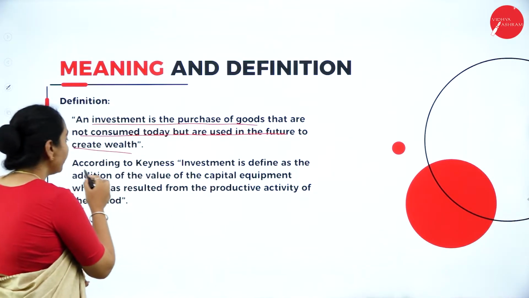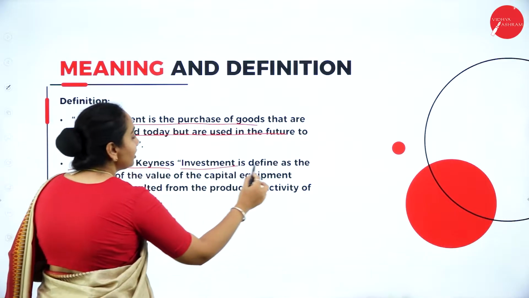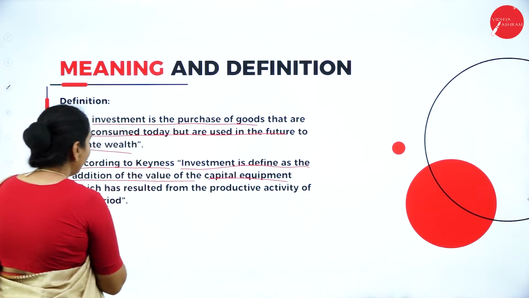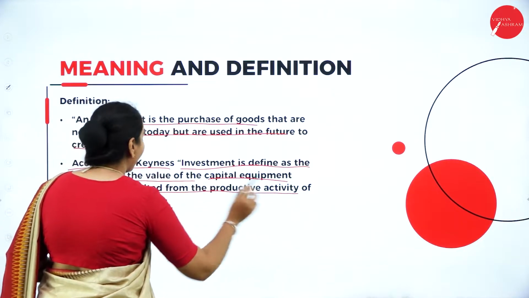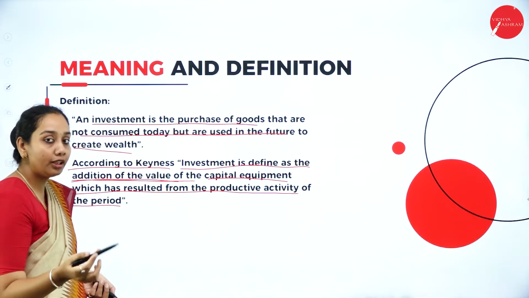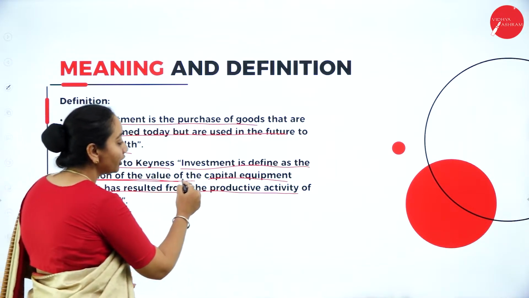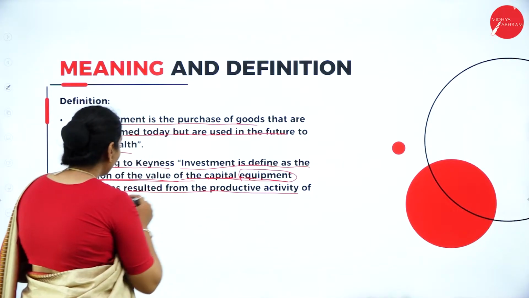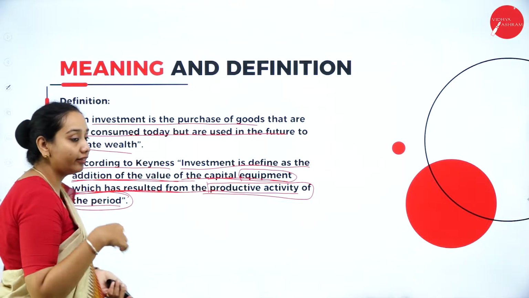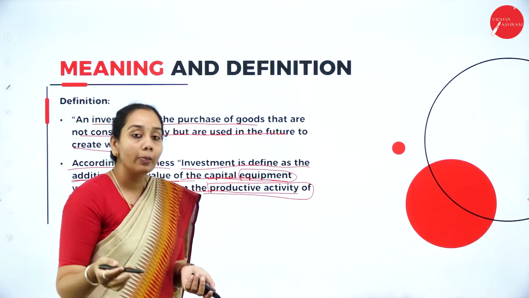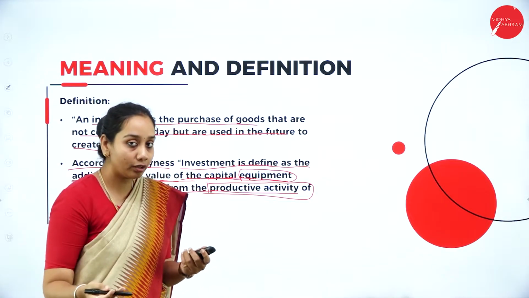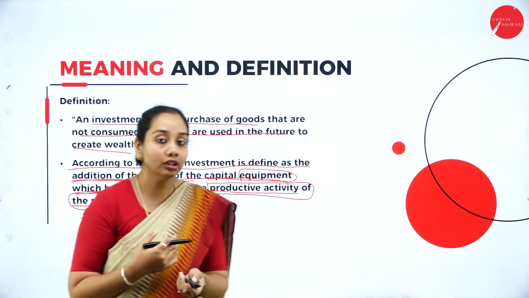The next definition, according to Keynes: investment is defined as the addition of the value of capital equipment which has resulted from the productive activity of that period. It is about additional value, that means the profit that you are going to get, the additional value of the capital equipment resulting from the productive activity of that period. Whatever the productivity or the multiplication of the amount that you have invested after a period of time. This is the definition of investment.